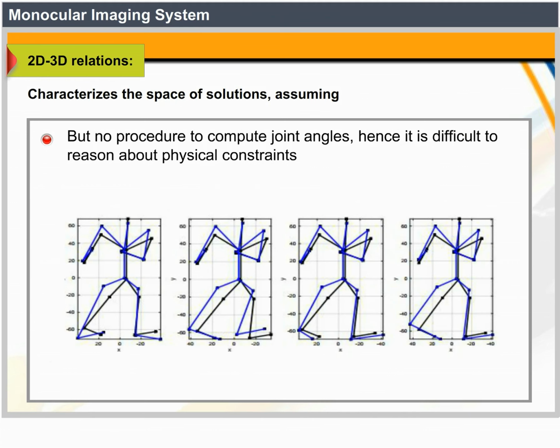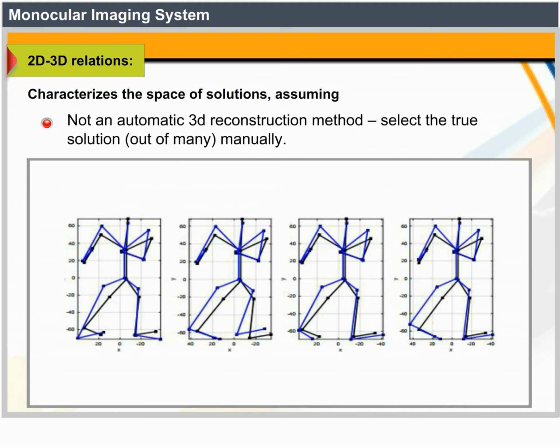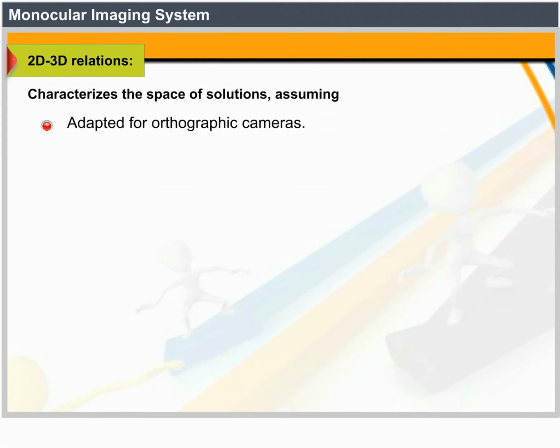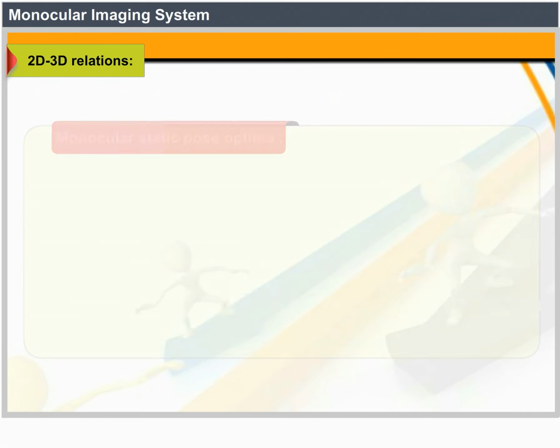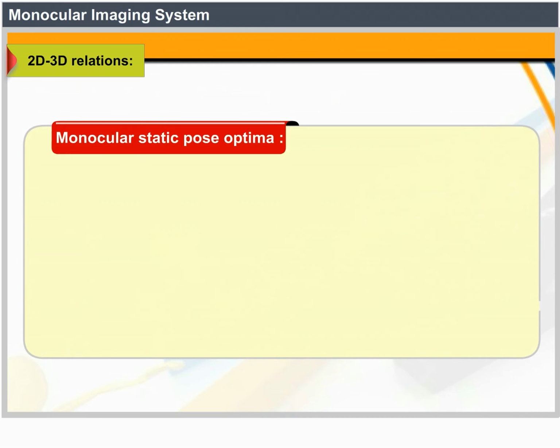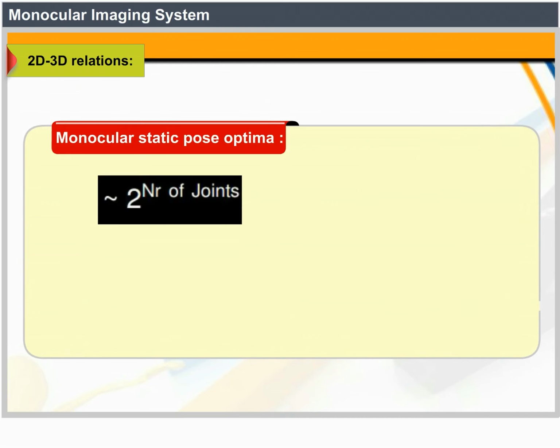It is not an automatic 3D reconstruction method; one must select the true solution out of many manually. Adapted for orthographic cameras. Monocular static pose optima: it has 2 to the power of the number of joints solutions. Some are pruned by physical constraints. Temporally persistent.